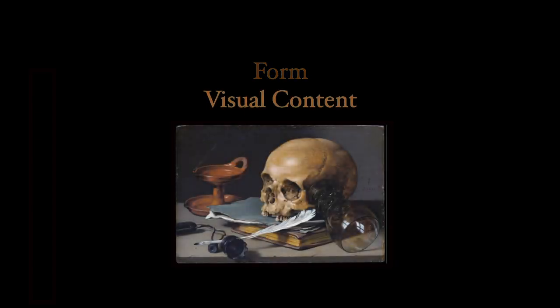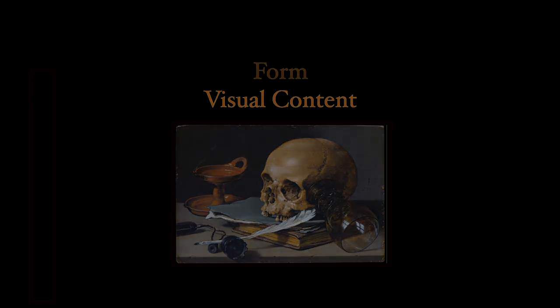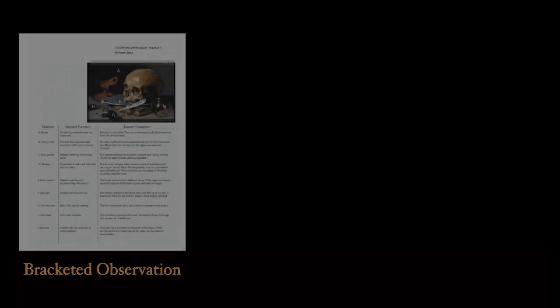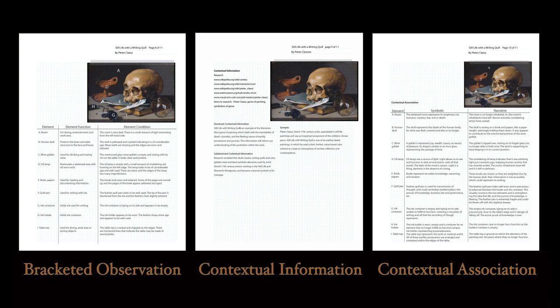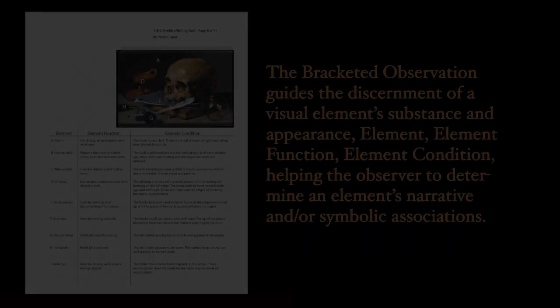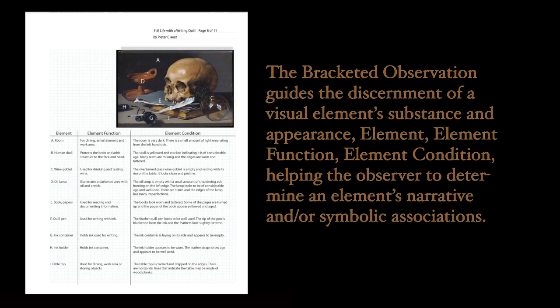Visual content discernment can be a highly subjective and very speculative undertaking. The bracketed observation, contextual information, and contextual analysis section are designed to bridle the process, keeping the observer focused. The bracketed observation guides the discernment of a visual element's substance and appearance, element function, and element condition, helping the observer to determine an element's narrative and/or symbolic associations.